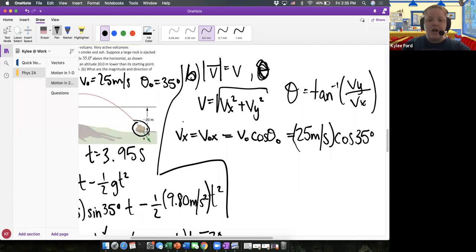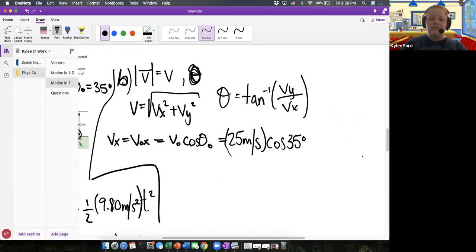So we have our velocity in our x direction equals our initial velocity in our x direction. Here we have our initial velocity times our cosine of 35. Let me do that calculation: 25 times cosine of 35 is going to be 20.5 meters per second. So now we have our Vx. We're halfway there.